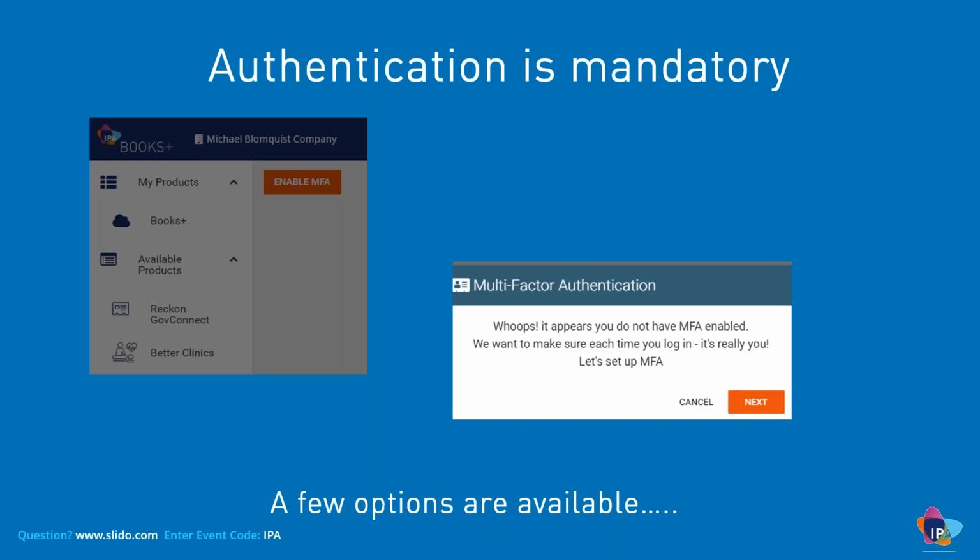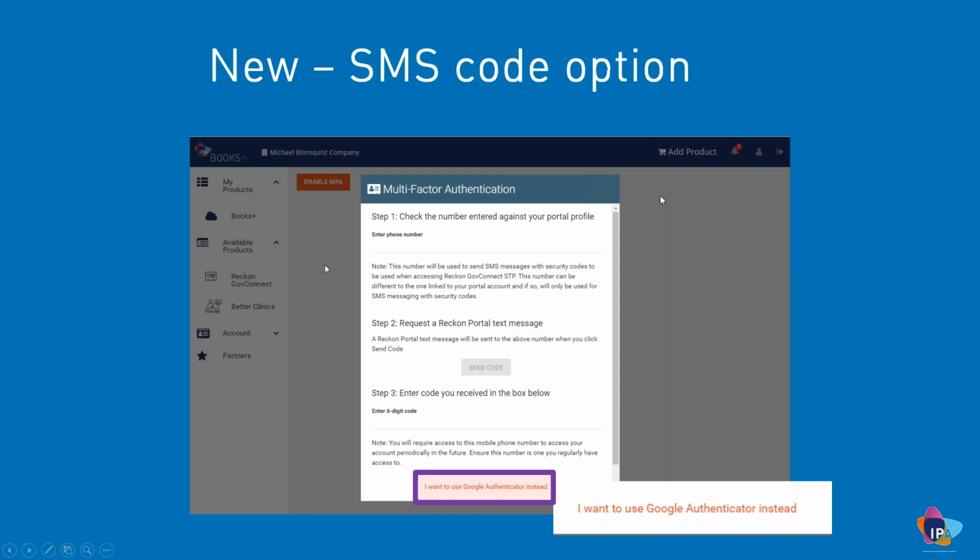So here you have a number of options on how to authenticate. Since last week, we introduced the ability to authenticate via SMS code, and that will be the option that will be presented to you straight away on Books Plus. So if you want to use this SMS code option, just go ahead and fill out the details.